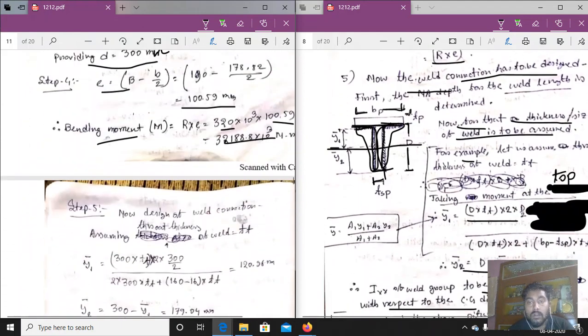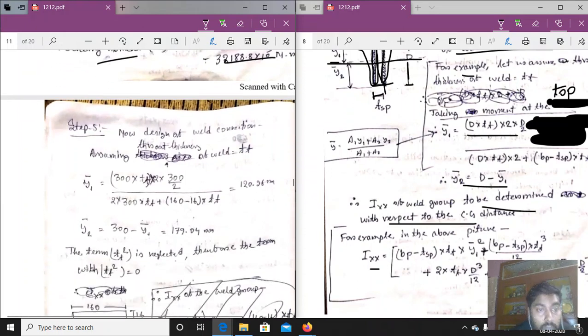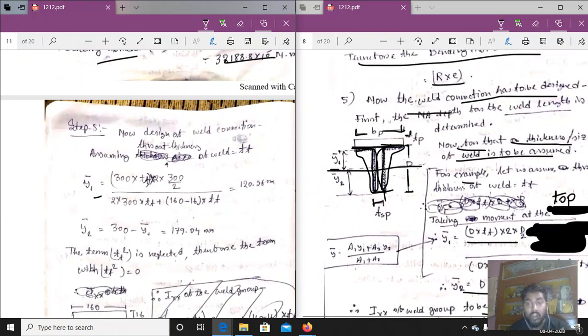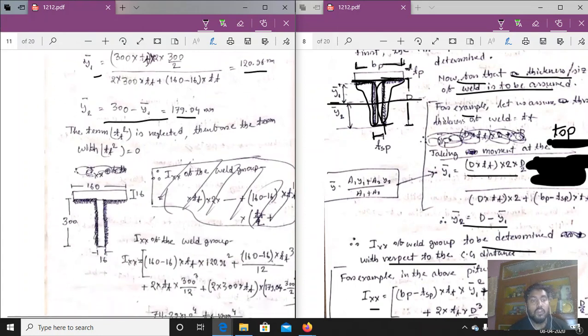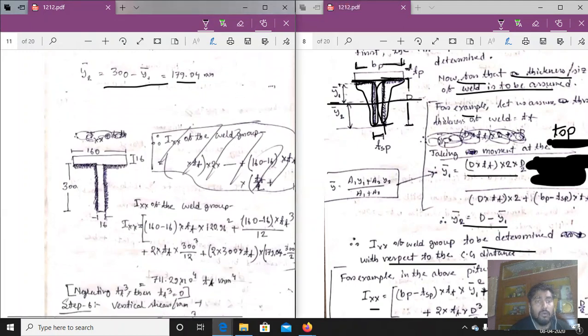Now coming to this important part. First we have to determine the value of y1 dash towards the top. Putting all the values here, BP, TP, D and TSP that we have determined, we can determine y1 dash equals 120.96 and y2 is equal to 300 minus that, so d minus that will be equal to 170.04. Now the term TT square will be neglected. So now the value of y2 has been determined.